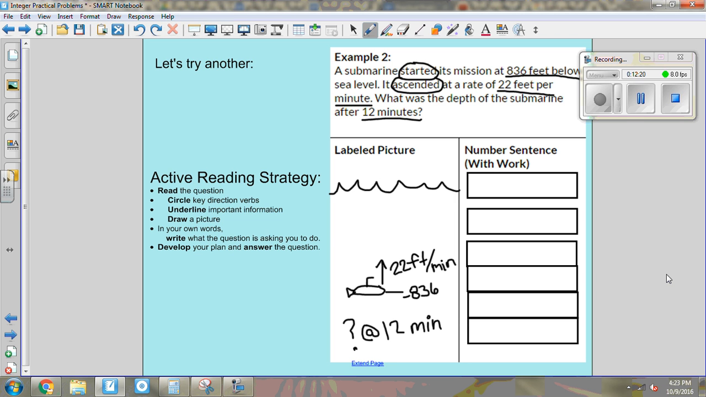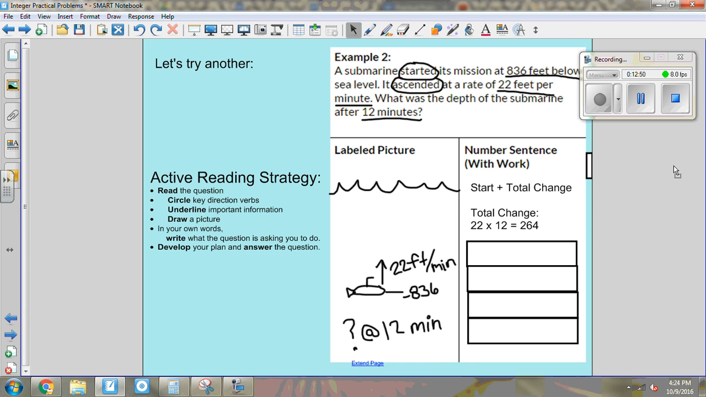So now I'm ready to write what the question is asking me to do in my own words. Well, I know that I am starting at a particular spot and I need to be adding, since I'm ascending, whatever the total change was. Now, I've got to do a couple of different steps here. First, I have to figure out where it's starting, and then I need to figure out where that total change is, how far it ended up going after those 12 minutes, and then I have to figure out what was the final depth. So let's look at the total change first.